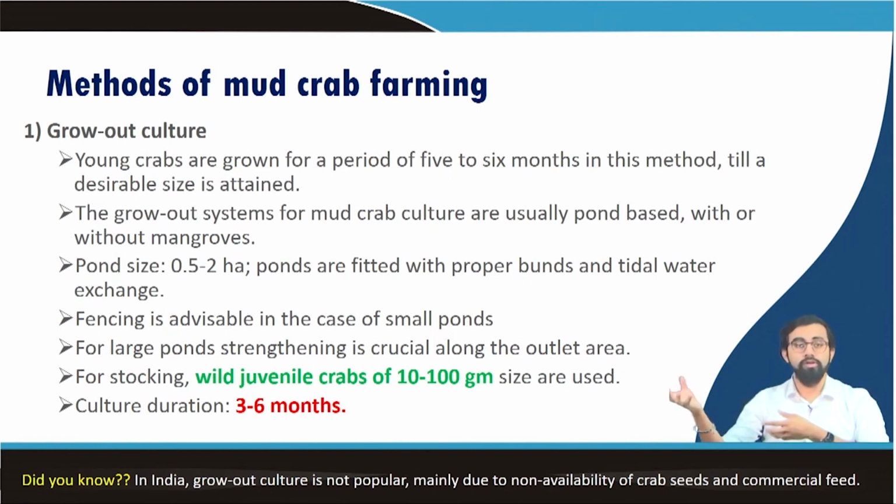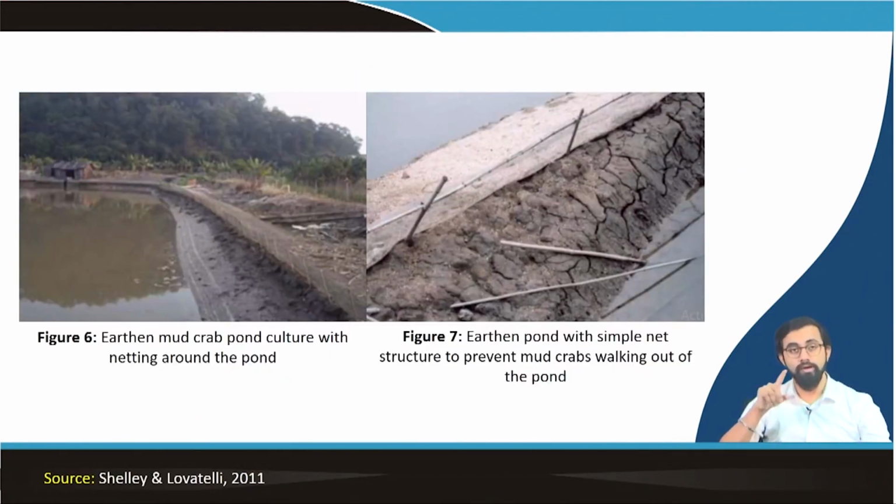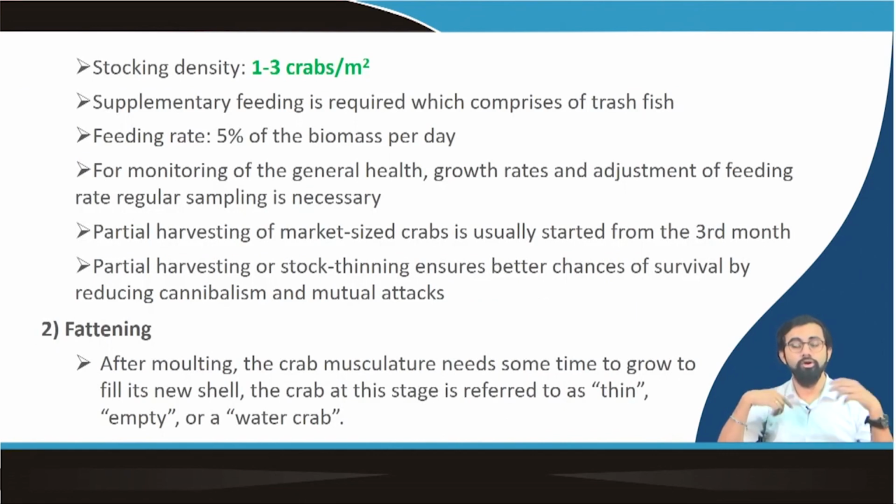For the propagation method, we have to collect wild juvenile crabs of around 10 to 100 gram size in general, and the culture duration is 3 to 6 months. This is the mud crab grow-out pond, how it looks, and this is the earthen mud crab pond culture with netting. You can see the nets, the simple net structure. It prevents the mud crab from crawling around and going out of the pond area.